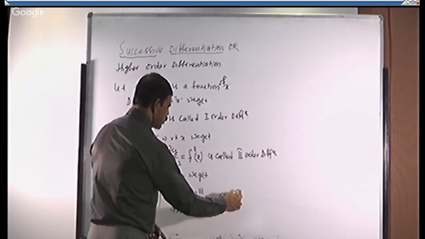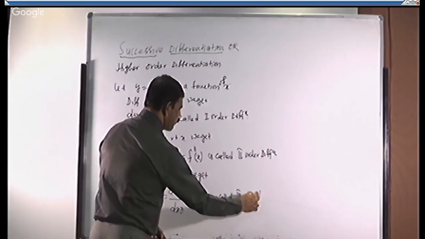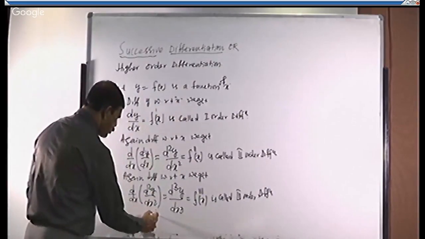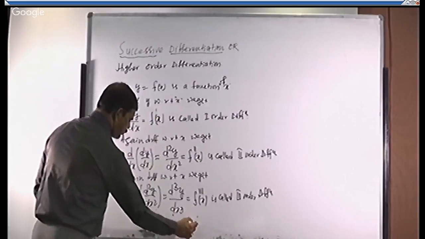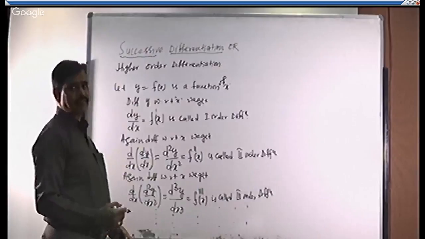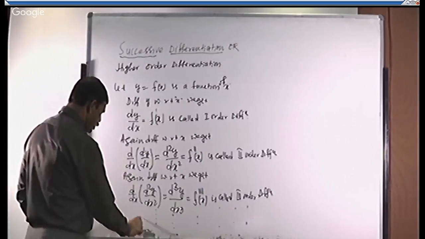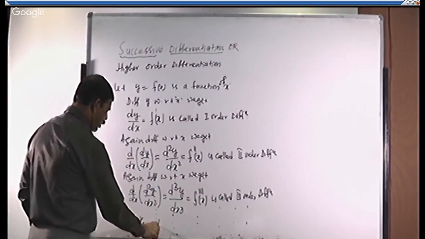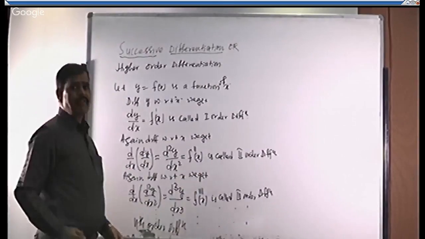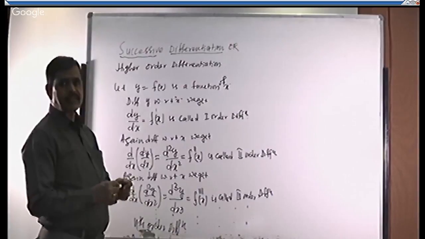third order differentiation. Like that, we can go up to any number of times. We can go up to nth order differentiation. Why we are saying this is successive?